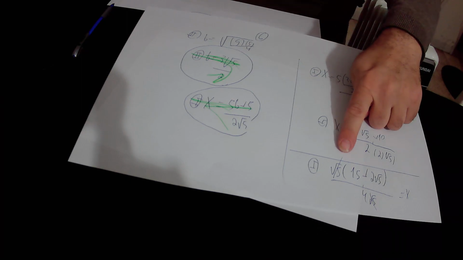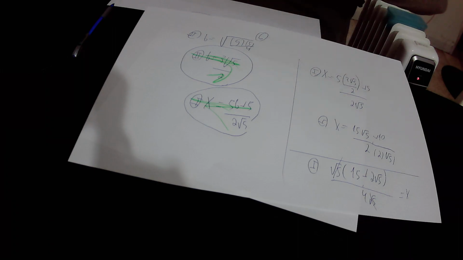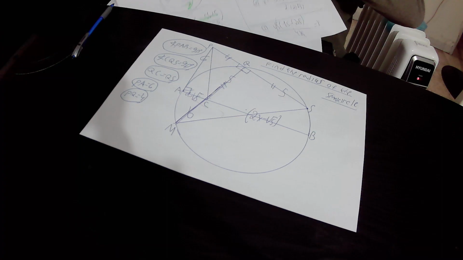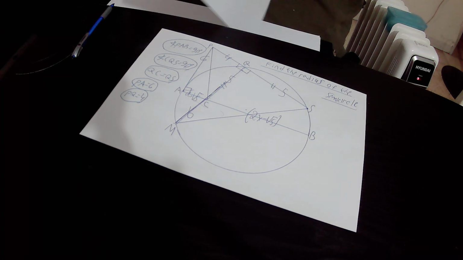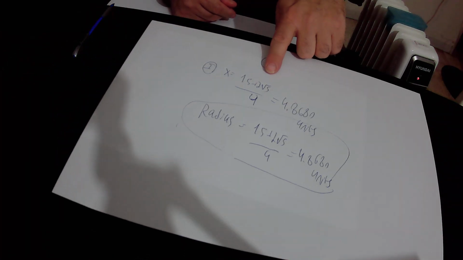So here we have the square root of 5 in the numerator and the square root of 5 in the denominator, so the square root of 5 will get cancelled. And finally we found out that after we cancel the square root of 5, x equals 15 plus 2 times root of 5 over 4.